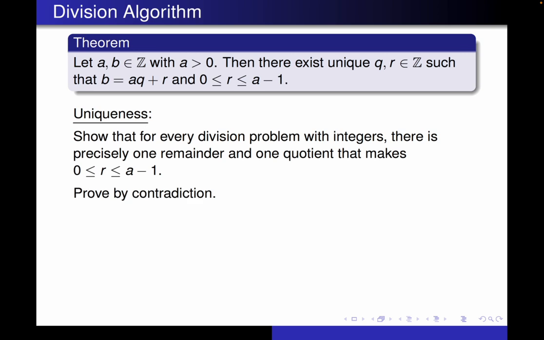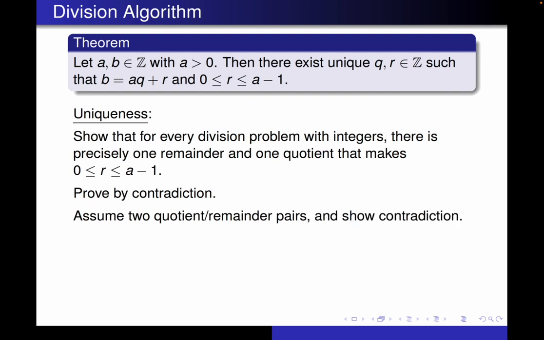So we're going to prove this by contradiction, and the first thing we're going to have to do is state precisely what it would mean for that theorem to be false. Well, if the quotient and remainder aren't unique, then that means there's more than one of them. So there are two quotient remainder pairs. And so we're going to assume that there are two quotient remainder pairs and show a contradiction.